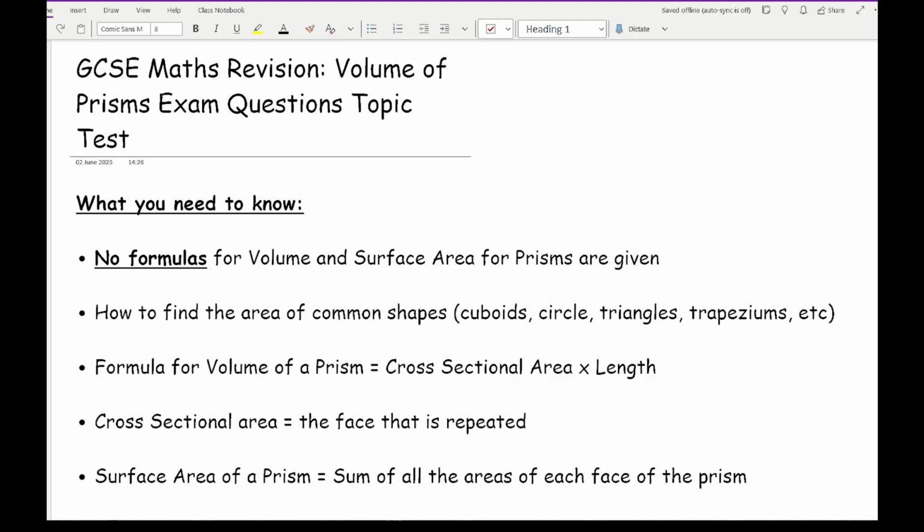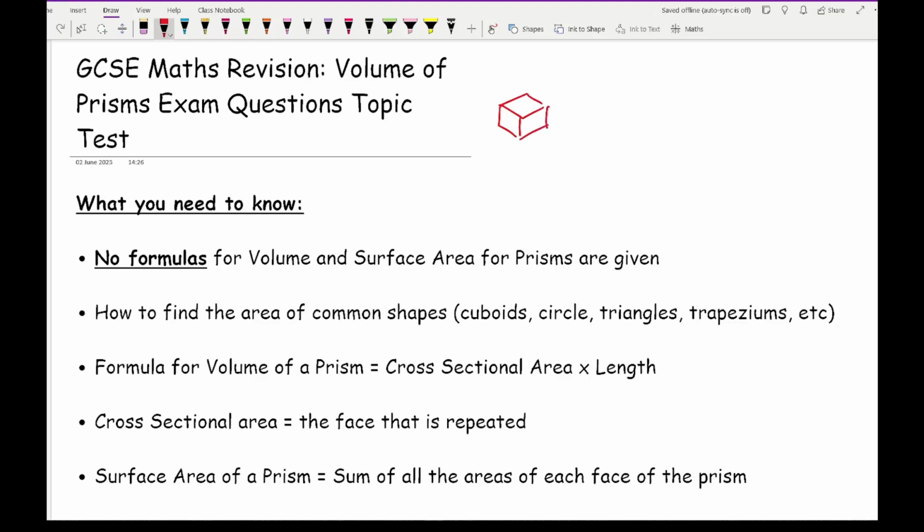Now no formulas for the volume and surface area of prisms are going to be given to you. You also need to know what common prisms there are. So you can have either a cube, which can also convert into a cuboid. You've got triangular prisms, you've got cylinders, and you can also have trapezoids, which is basically a trapezium prism. Now the cross-sectional area is always the face that is repeated, so whether it be a square, a rectangle, a circle or a trapezium, that is the cross-sectional area.